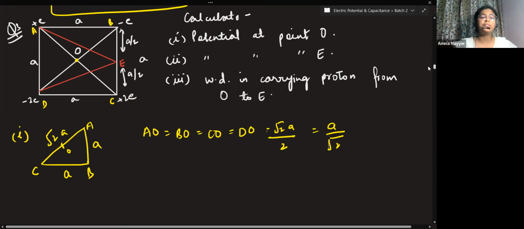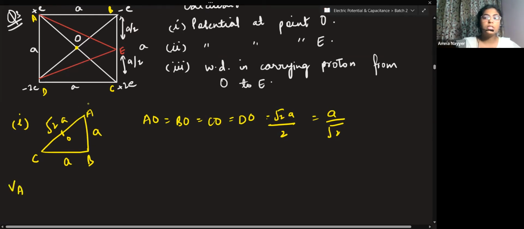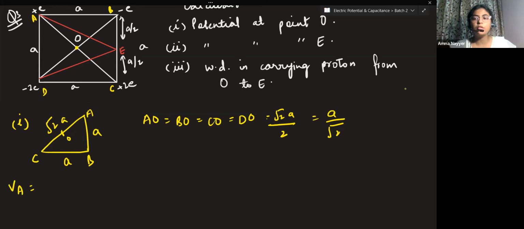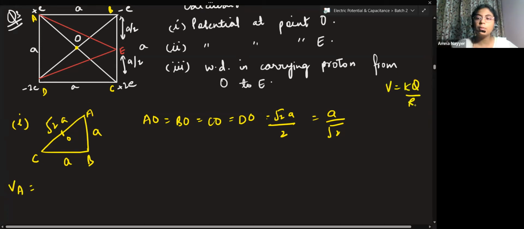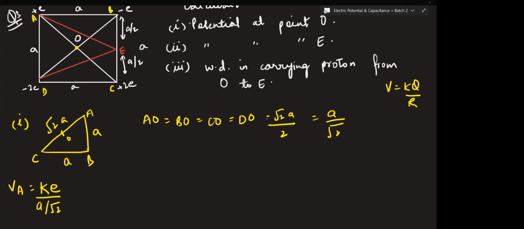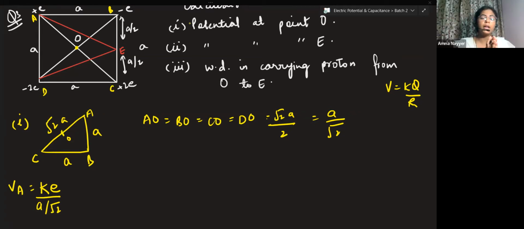Now see how to use potential. Remember, we are calculating VA. The general formula of potential is kQ by r. For VA, k will be the same. Q will be the charge at A, which is plus e, divided by the separation of the charge to the point at which we are calculating, meaning a by root 2. This is VA. Is it clear to all of you? Any doubts how to write this VA? Because the others will be based on this only. Clear?